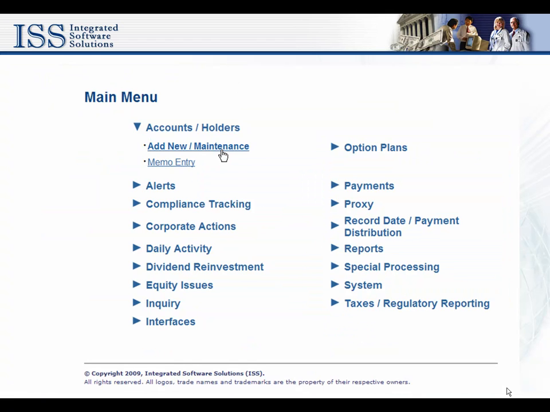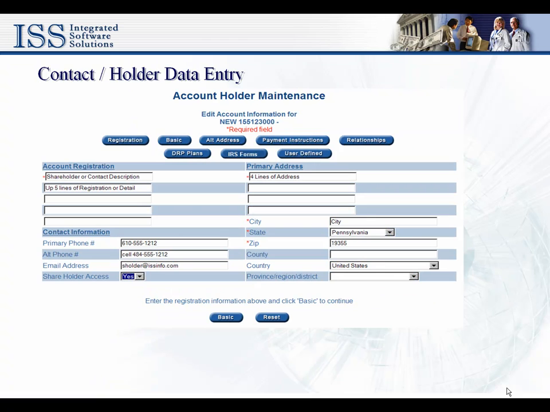Shareholder account data entry. CUshare maintains a centralized shareholder contact file. To add both shareholder accounts and other contact information from the account holder menu, select the Add New Maintenance link. You have data fields for your shareholders as well as any contacts that you may need to maintain within the system. You have 5 lines of detail for the actual account registration or any name and address information. You have 4 lines of address. You have a city, state, zip field.